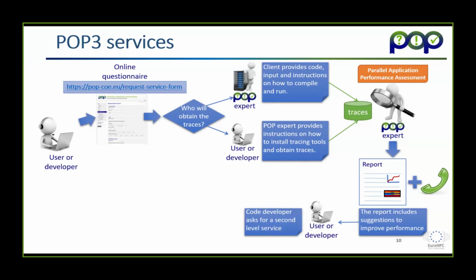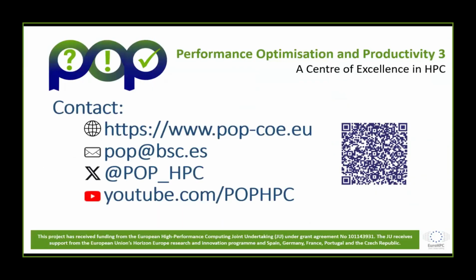And if it's interesting, because in that call we can also discuss, the user can ask for a second level service. In that case, they can choose one of the services that I explained before. So these are the services that we provide as POP that any of you can ask for. And next, I'm going to jump and explain the methodology that we follow so that you understand.